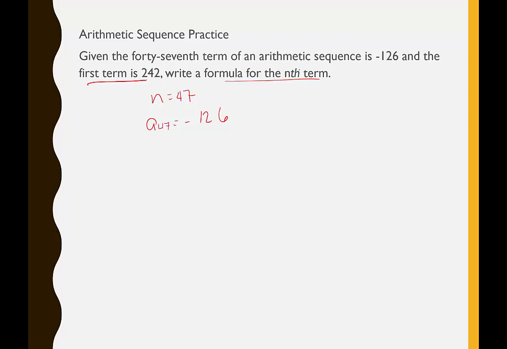Okay. So we're going to label everything we know. We know the first term is 242. So if we're going to write a formula, we need two things. The first term, which we have, yay, and the common difference, which we don't yet have. So we're going to take what we know and we're going to plug it in.